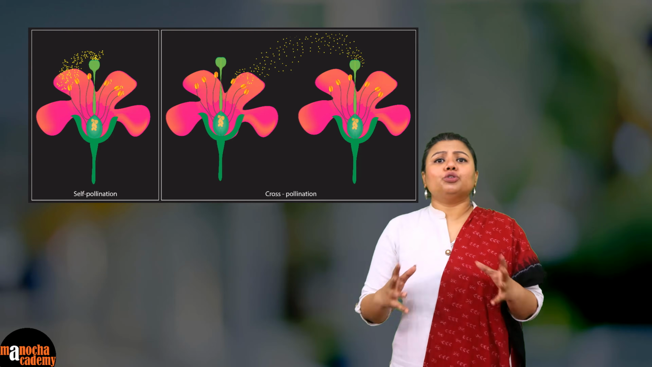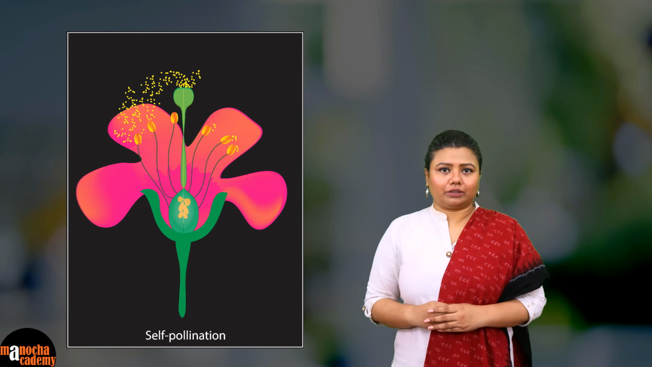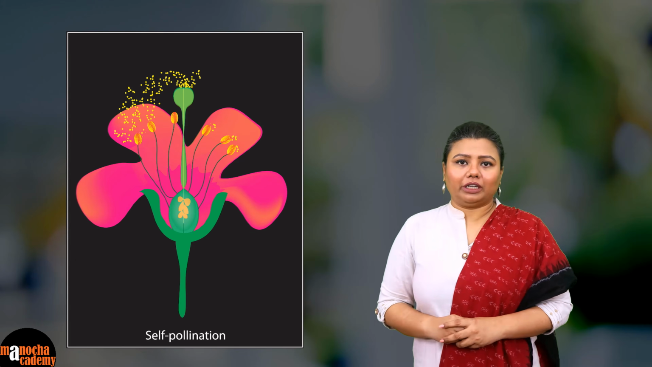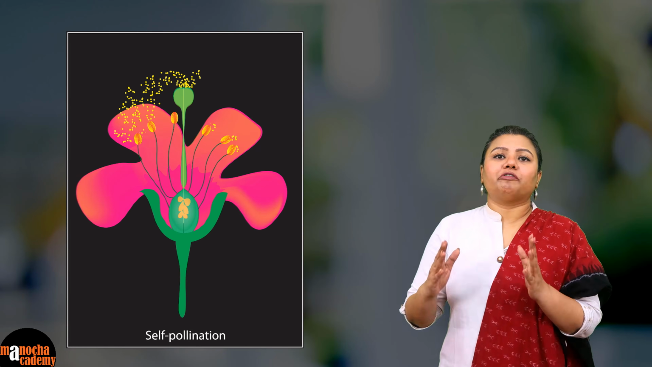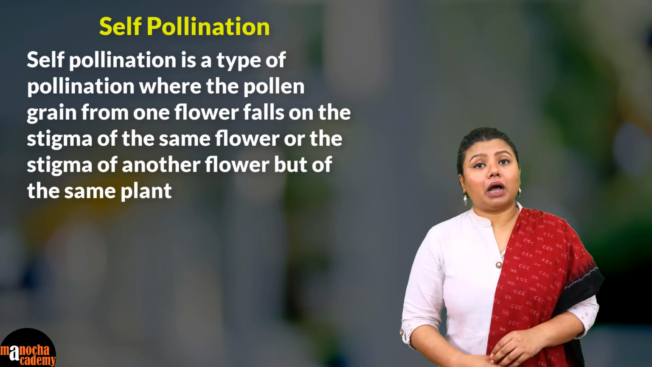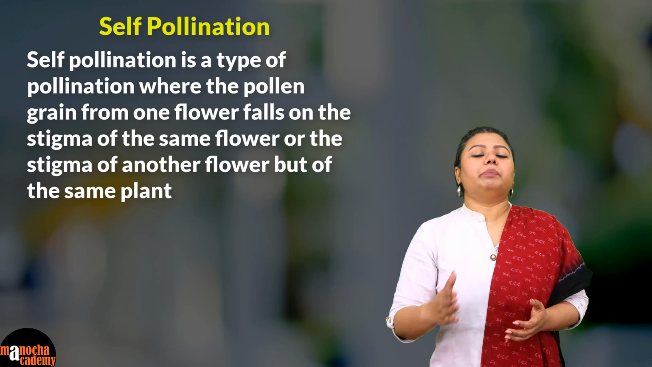During pollination, the pollen grains are discharged from the anther lobe and this can be carried by different agents or it can automatically fall on the stigma. On the basis of that, we have 2 different types of pollination. The first one is called self-pollination and the second one is called cross-pollination. Let's talk about self-pollination. Self-pollination is a type of pollination where the pollen grain from one flower falls on the stigma of the same flower or the stigma of another flower but of the same plant.